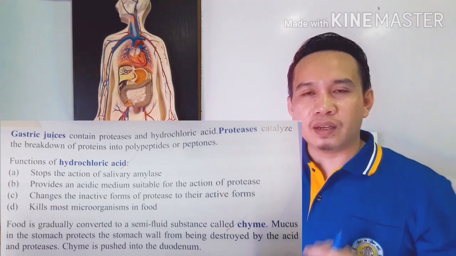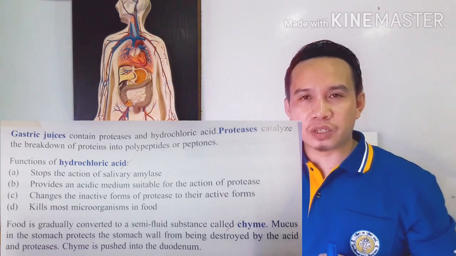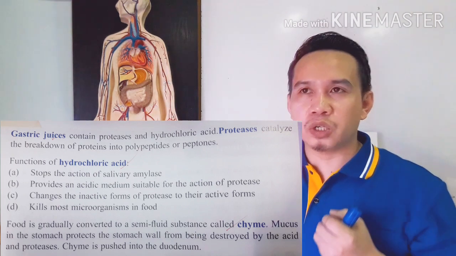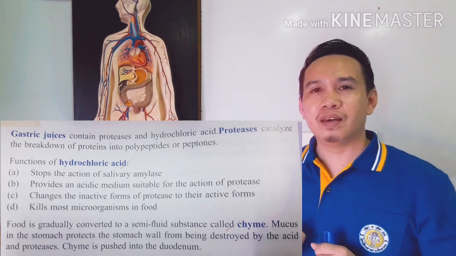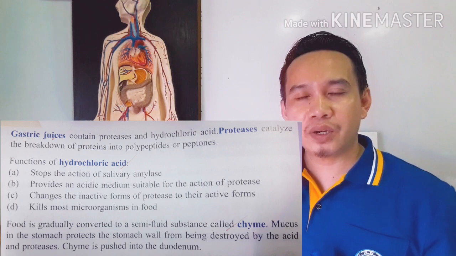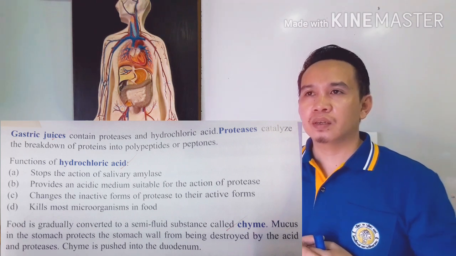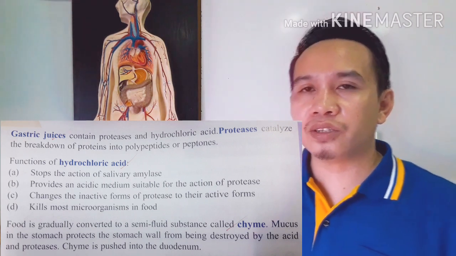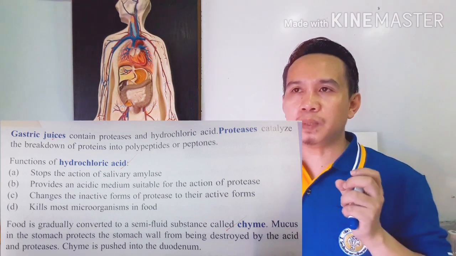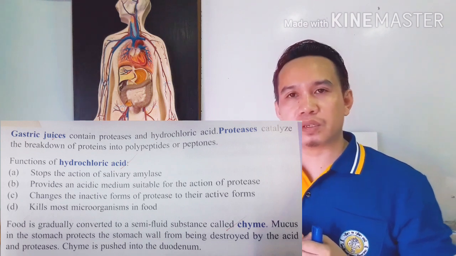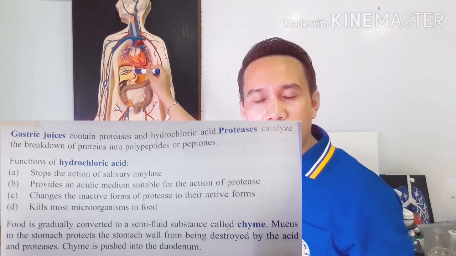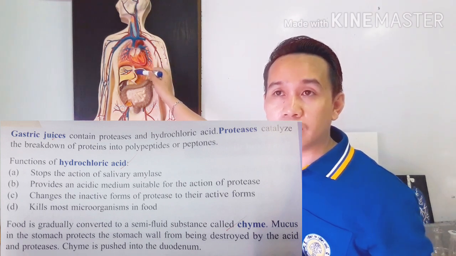As we all know, in our stomach there is what we call gastric juice, right? So what is the work of gastric juices? Take note that our gastric juices contain proteases and hydrochloric acid. That protease catalyzes and breaks down food proteins into polypeptides or peptones. So what do you think will be the function of hydrochloric acid in our stomach?